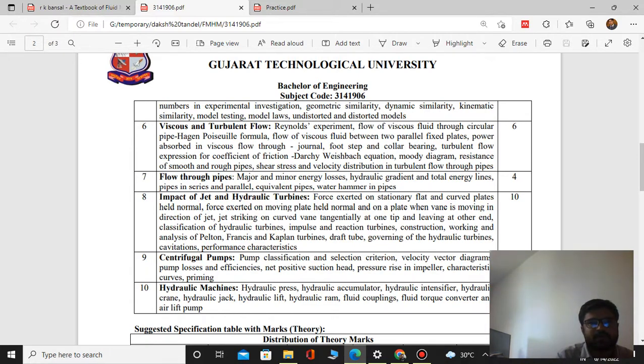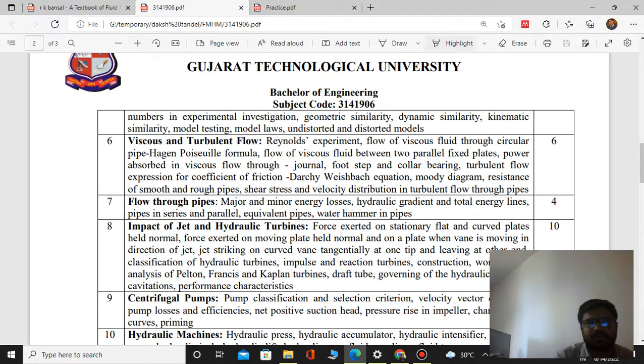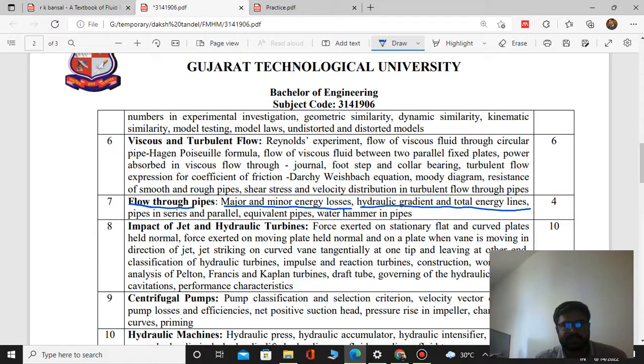flow through pipe, which are the topics you will have to cover. So here you can see that flow through pipe, initially we have major and minor energy losses. Then after, hydraulic gradient and total energy lines, pipe in series and parallel, equivalent pipe and water hammer in pipe. So these are the topics we will cover for flow through pipe.